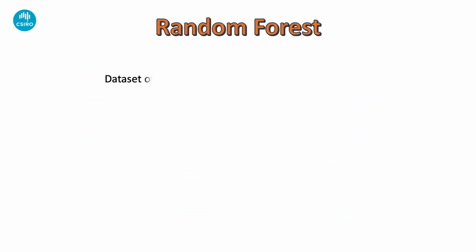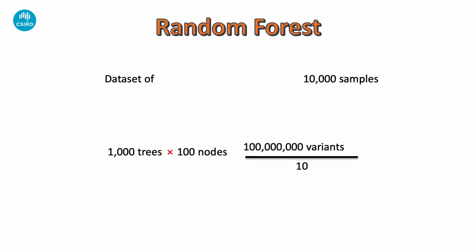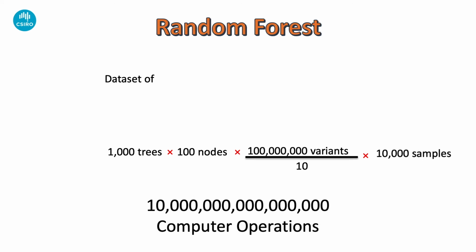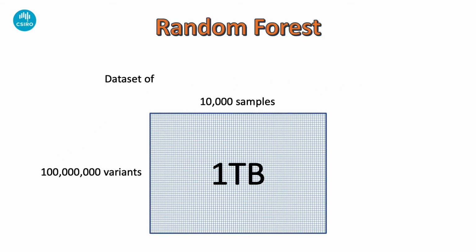For a dataset with 100 million variants and 10,000 samples, a random forest with 1,000 trees, each with 100 nodes on average, and M-try of 1 million, we need to perform this many operations. That is a lot, even for a computer. Also, the entire 1 terabyte of dataset should stay in memory, uncompressed all the time, as the program frequently and randomly accesses it.